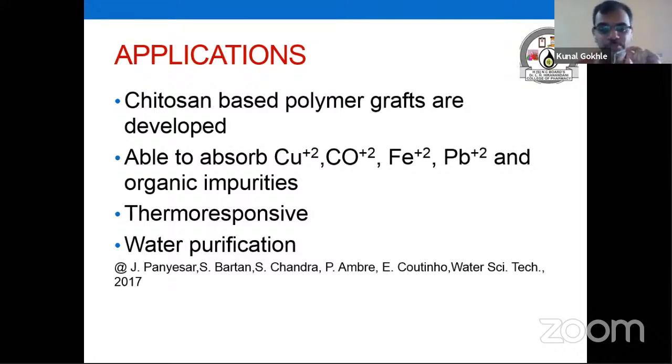Now here a group of scientists have used polymers as a filtering aid, especially for water purification. For industrial wastewater purification, scientists have developed a filtering aid using chitosan-based polymer grafts. They found that this particular filter is very good at absorbing metals like copper, cobalt, ferrous, lead, and some organic impurities. At the same time, it is also found to be thermoresponsive. They further tested this system on industrial wastewater and obtained very good results. So you can make polymer grafts and use them as a filtering aid, which is again an off-beat application of the polymer.